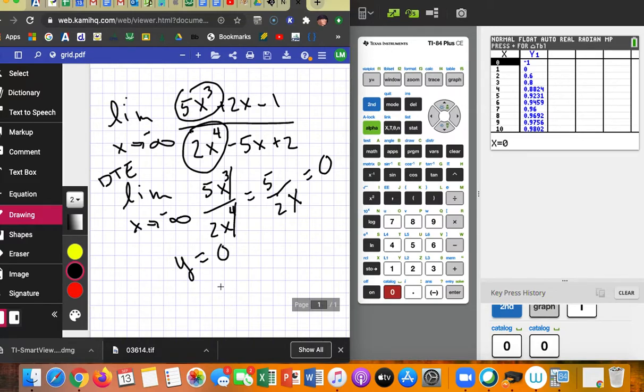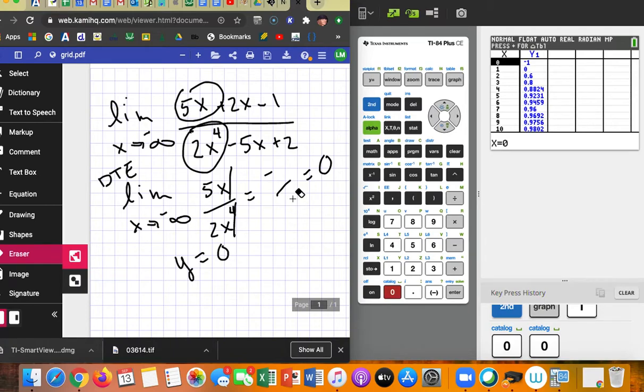All right, let's look at one more possibility. What happens if this is a 6, and let's make this a 6 as well.